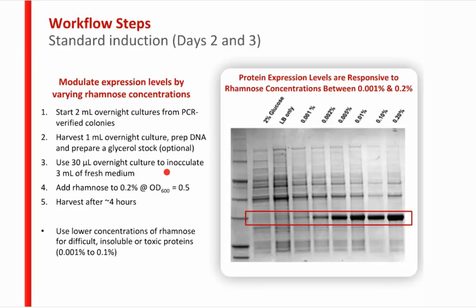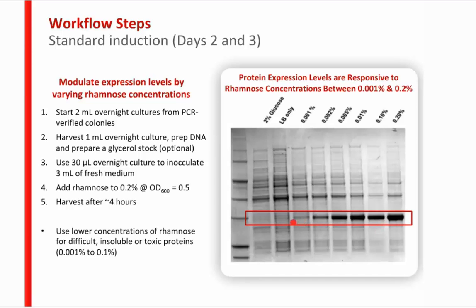And so if you inoculate 3 mLs, then we let that grow to an OD of about 0.5, and then add our inducing reagent, which is Rhamnose, and harvest after about 4 hours. And as you can see here on the right, this gel shows the response of protein induction to different levels of Rhamnose. We start out very small, with 0.001% and go up to 0.2% in a gradient. And you can really see that the level of protein expression is highly responsive and relative to the amount of Rhamnose that is added to the induction medium.